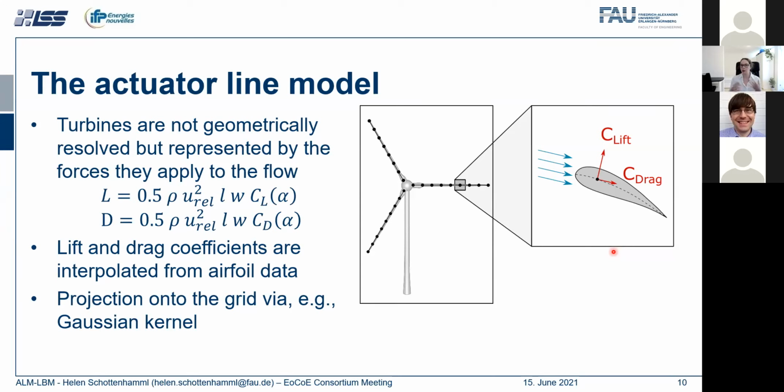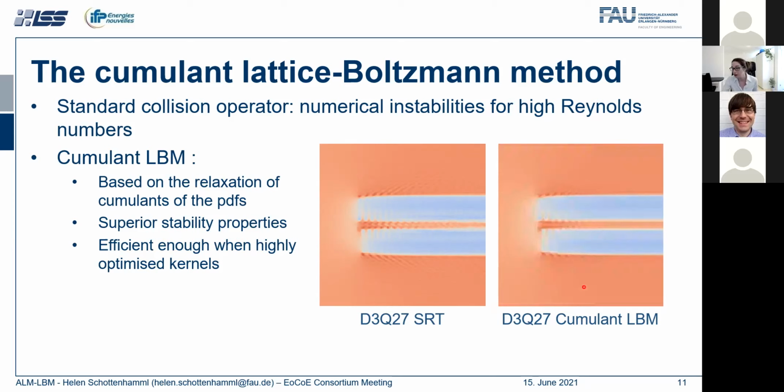The cumulant lattice Boltzmann, on the other hand, is smooth, just as it should be. So it has some superior stability properties. The only drawback is that it's a bit more expensive computation-wise because it's just more complex. But using the highly optimized kernels from lbmpy and pystencils, it's still efficient enough that we can run it in a good way.